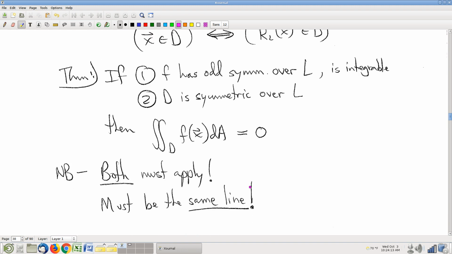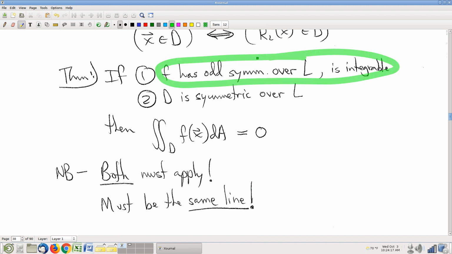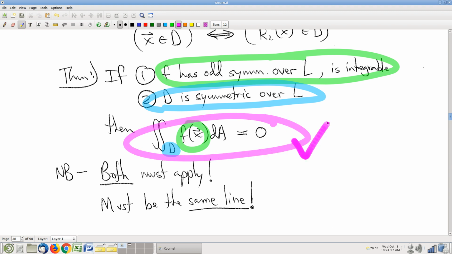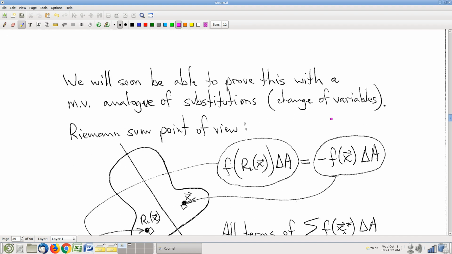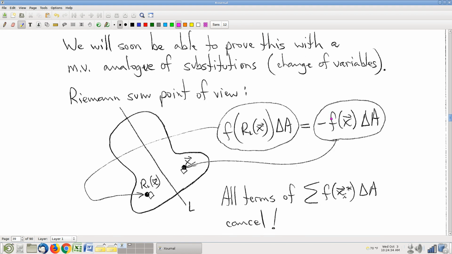And this is where we ended last time. If a function has odd symmetry, right? If the domain is symmetric, then the integral is 0. Morally equivalent reasons. So, here's again, here's what a Riemann sum looks like. This is what an integral looks like with a limit, right? And just look at the pieces.